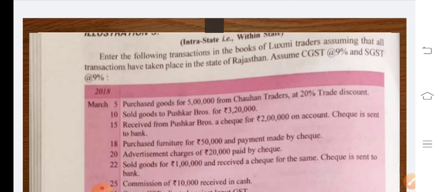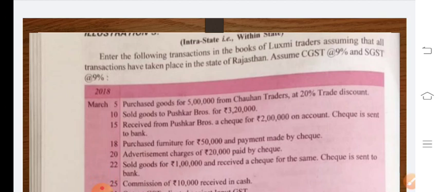So the question is, enter the following transactions in the books of Lakshmi Traders, assuming that all the transactions have taken place in the state of Rajasthan. Since we have to assume that all the transactions have taken place in Rajasthan only, that means all the transactions are intrastate transactions. So there will be no IGST available. There will be only CGST and SGST that we apply in case of intrastate transactions.